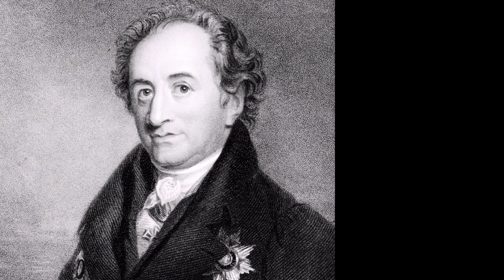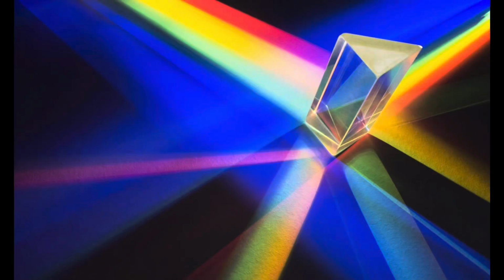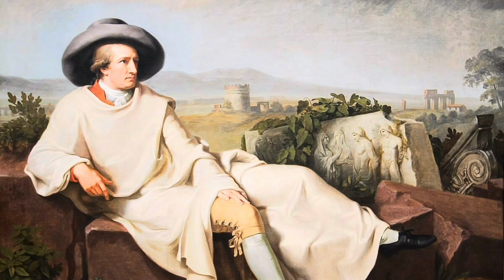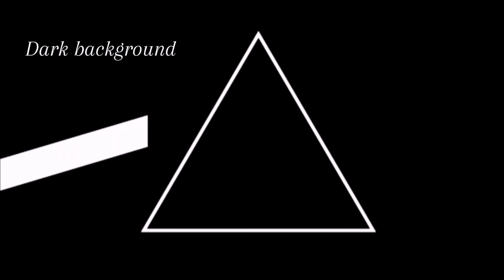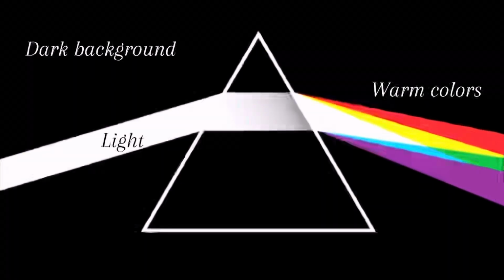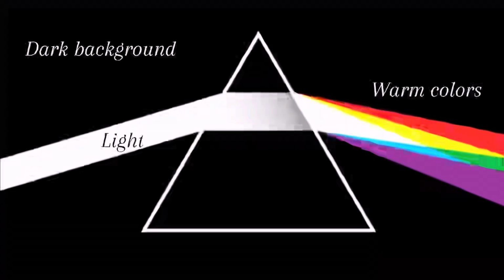But later, Goethe, a German thinker and artist, offered a different idea. He believed that color doesn't just come from light being split. Instead, he showed that color appears when light and darkness interact, especially at their edges. Goethe observed something fascinating. When a beam of light passes through a prism and falls on a dark background, warm colors like yellow and red appear at the edges.